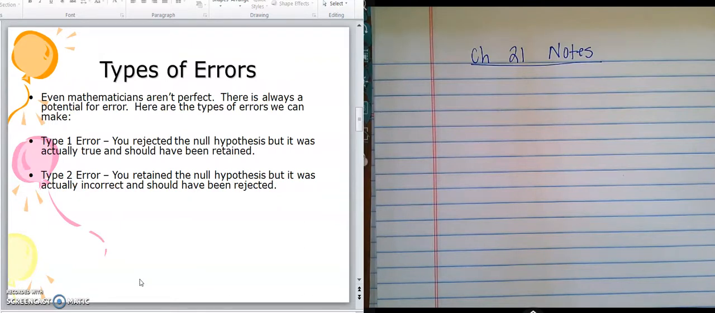There are two different types of errors. You need to make sure you know both. They are very, very similar, so I find it easier to just memorize one of them, and then the other one is the opposite. So a type 1 error is when you reject the null hypothesis, but it was actually true, so you should have retained it. A type 2 error is the opposite. It is when you retained your null hypothesis, but it was actually incorrect, and so it should have been rejected. Like I said, these get mixed up so easily, so I find it easier to just learn one of them, and the other one is the opposite.